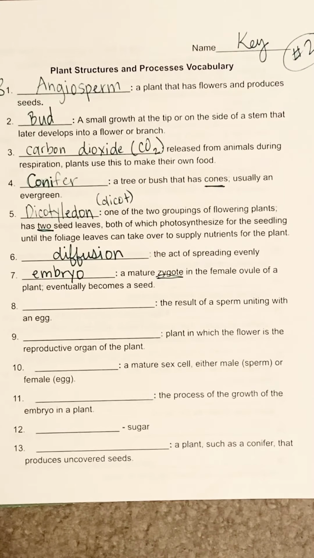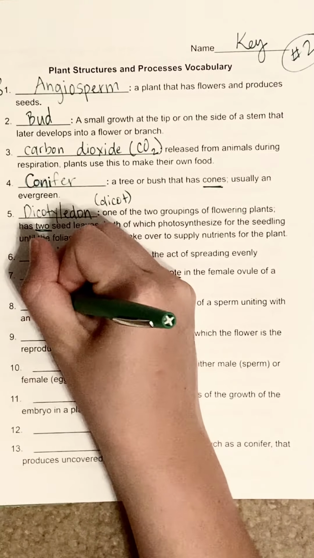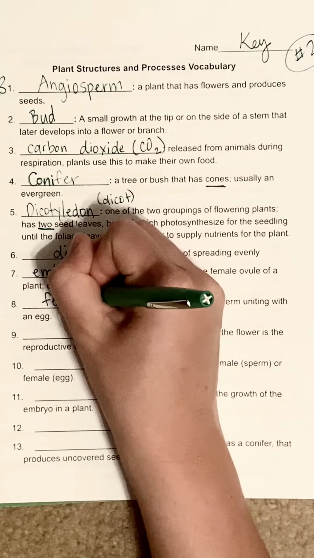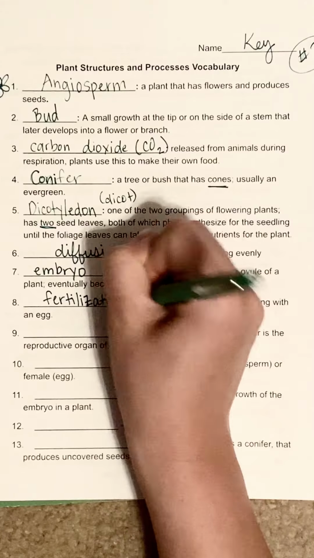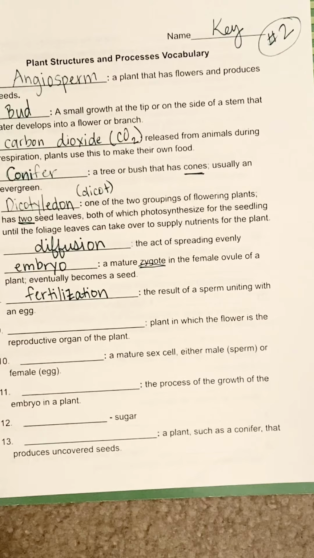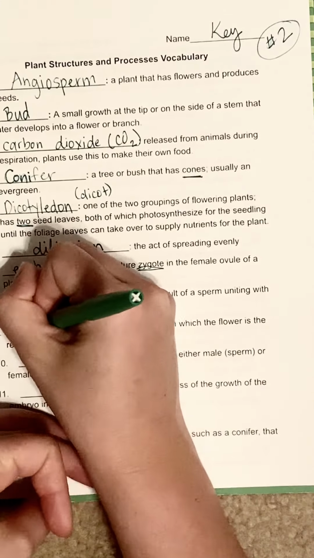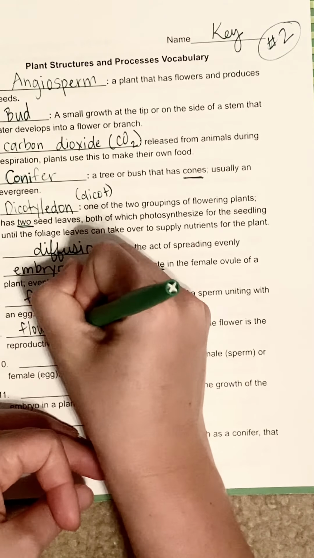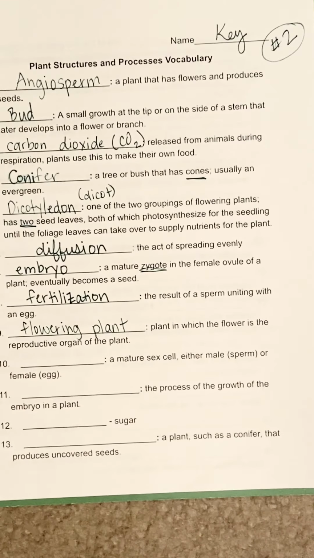Number 8, the result of the sperm uniting with an egg. The sperm is going to be the male sex cell. The egg is going to be the female sex cell. And when those 2 unite in a plant, it's called fertilization. Number 9, this one's super easy. A plant in which the flower is the reproductive organ is called a flowering plant. Not every plant will use a flower to reproduce, but if it does, it's called a flowering plant.